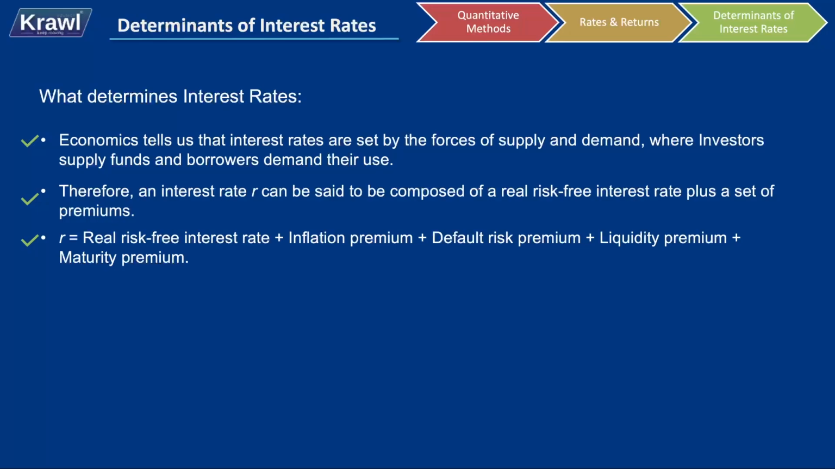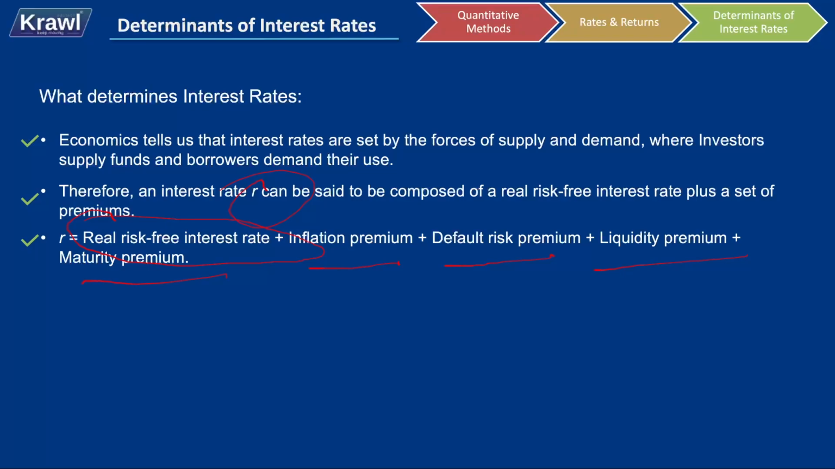So interest rates, we represent them by R, which is the standard representation that we use for interest rates. Interest rate, and we are bringing a new term here, is equal to the real risk-free interest rate. This is something which is going to remain the base. And this base is topped with inflation premium, default risk premium, liquidity premium, and maturity premium.